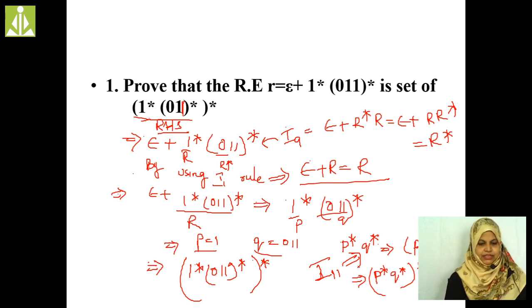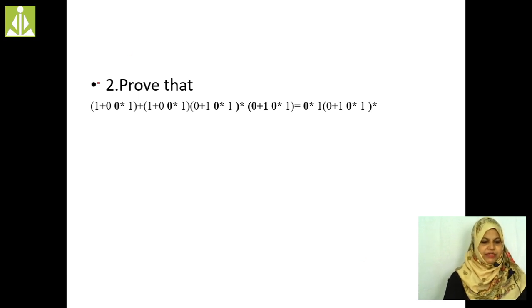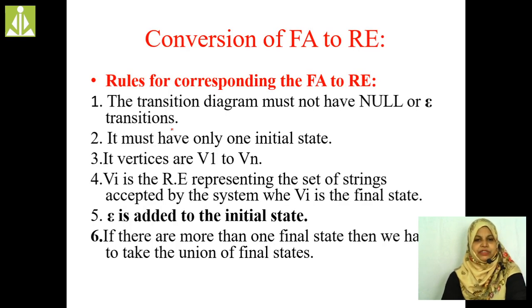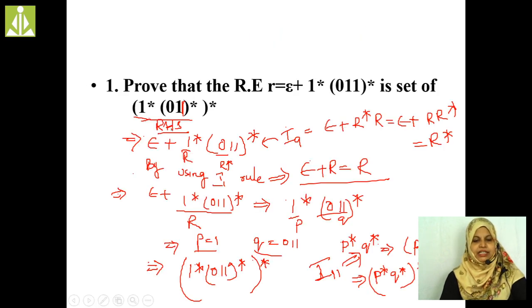Now check this one: 1 0 0 star 1 plus 1 0 0 star 1 0 plus 1 0 star 1 star 0 plus 1 0 star 1 is equivalent to 0 star 1 0 plus 1 0 star 1 whole star. This is the homework problem. You have to solve this problem and submit it. In the next class, I am going to discuss how to convert this regular expression to finite automata. Thank you.